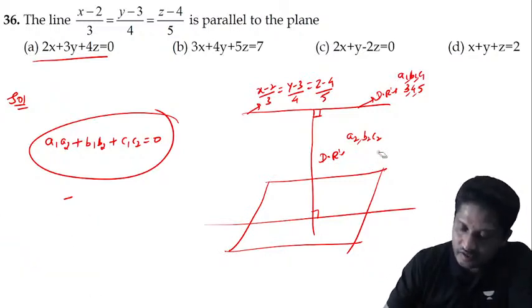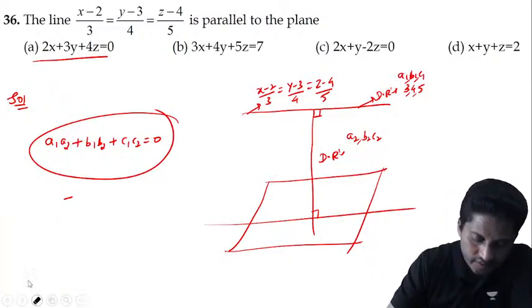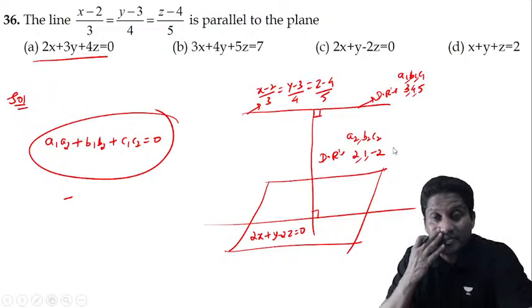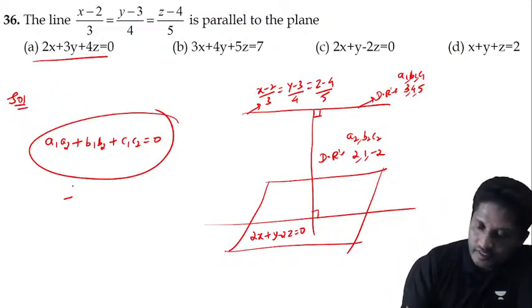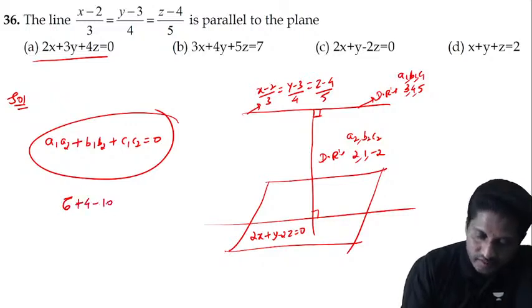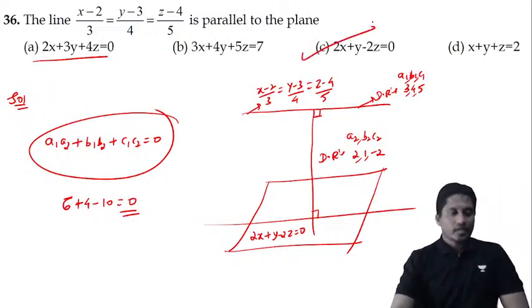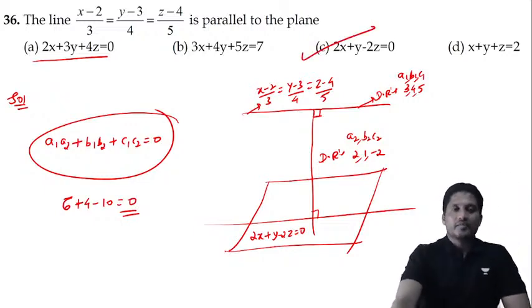Okay, if I take the next option, 2x plus y minus 2z is equal to 0. So the drs normal to this is 2, 1 and minus 2. Right, now let's multiply the drs. a1 into a2 is 3 into 2 is 6, b1 into b2 is 4, c1 into c2 is minus 10. So 10 minus 10 is equal to 0. Answer is option C. Right, just use the options, guys.